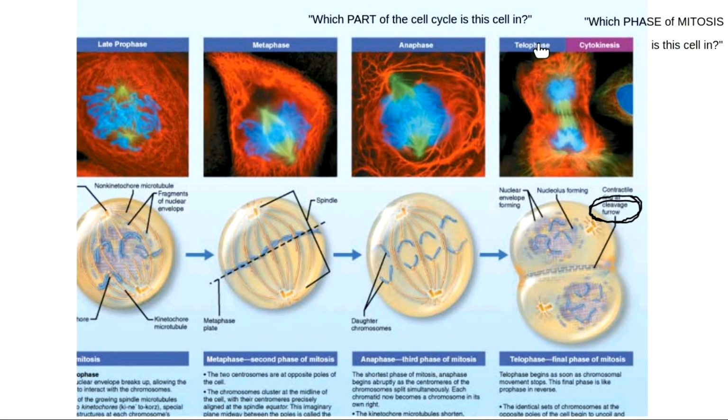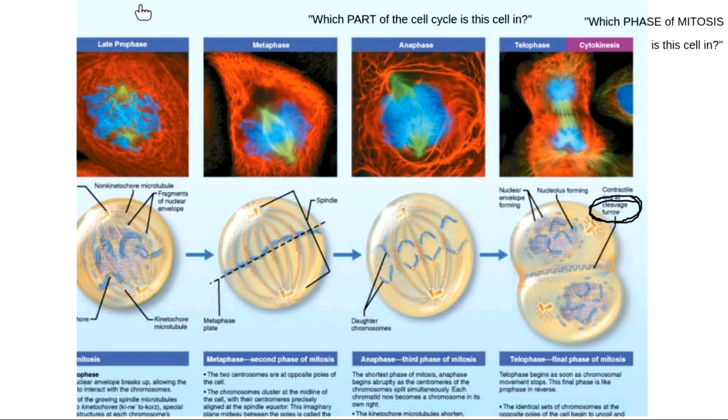If you have a question that asks you to identify the phase of mitosis that this cell is in, the step in the process of cell division, of DNA division, this cell is in telophase, because that's a phase of mitosis. If I ask you about which part of the cell cycle this cell is in, the parts of the cell cycle that we'd be asking for are either cytokinesis or interphase.